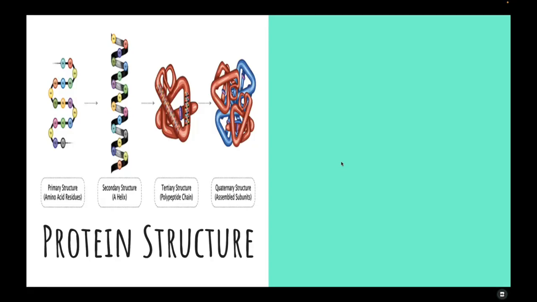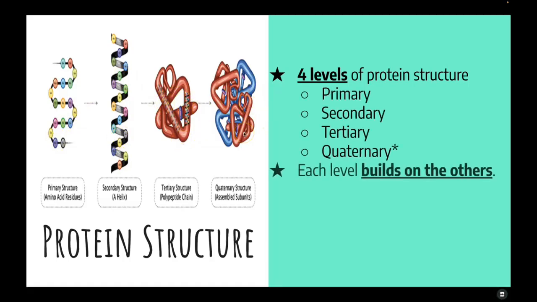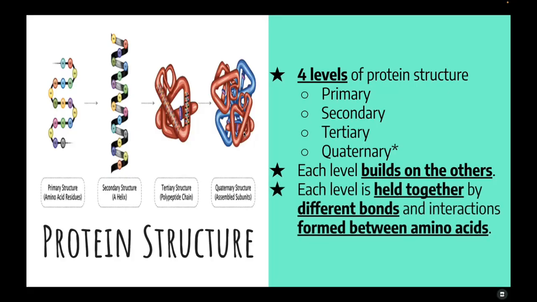All right, so let's get into protein structure. As you can see, there are 4 levels of protein structure: primary, secondary, tertiary, and quaternary. And so each level builds on the others. So it's basically like building blocks. They build on top of each other. And so each level is held together by different bonds and interactions formed between amino acids. And we'll talk about the different bonds between the amino acids and between other structures for each different level.